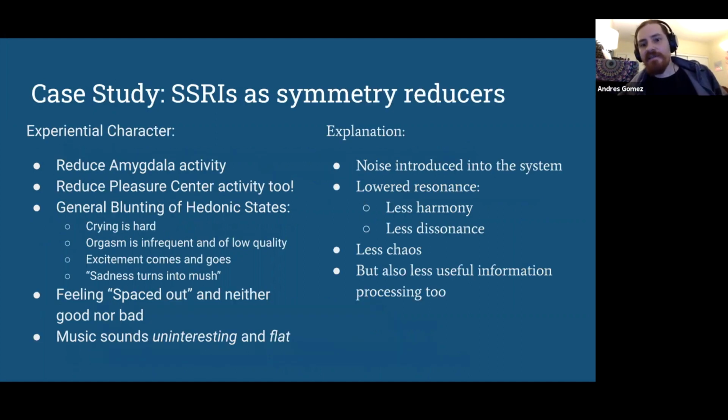And yeah, these are the last two or three slides, I believe, which is a case study. SSRIs, roughly speaking, we interpret them as noise inducers, which is why things like orgasm are less intense. Crying is hard. I mean, crying itself is a dissonant and sometimes consonant resonant state. You feel spaced out, and music enjoyment goes down. So we think of SSRIs as almost like listening to a white noise machine throughout your life. It's going to cut off the extremes. It's going to blunt both very positive and very negative, and center you in the neutral valence.